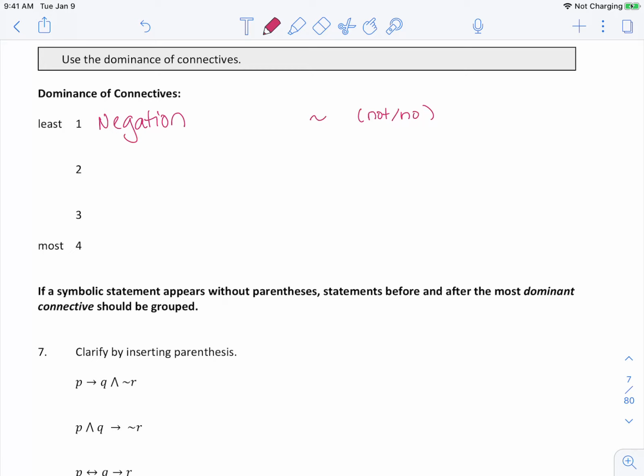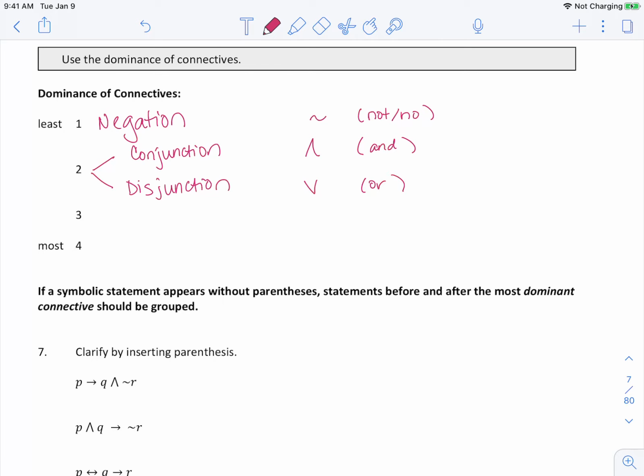Second, we actually have 2 things, so I'm going to split this. We have the conjunction and the disjunction, meaning they have the same level of dominance in our statements. So conjunction, remember, looks like the upside down V, and this represents and statements. Disjunction looks like a V, and this represents or statements.